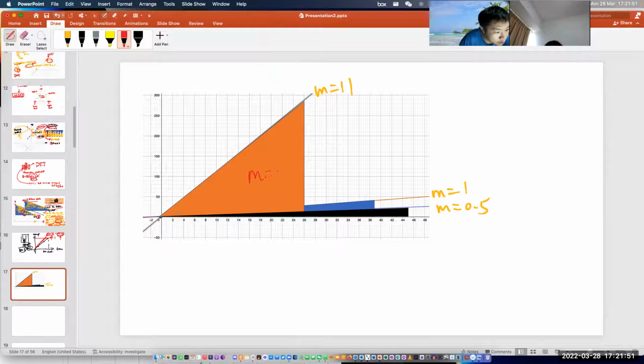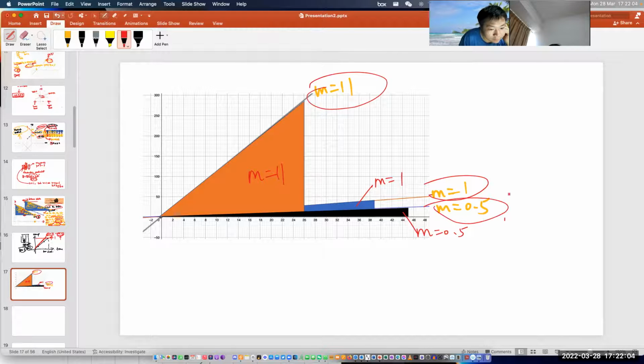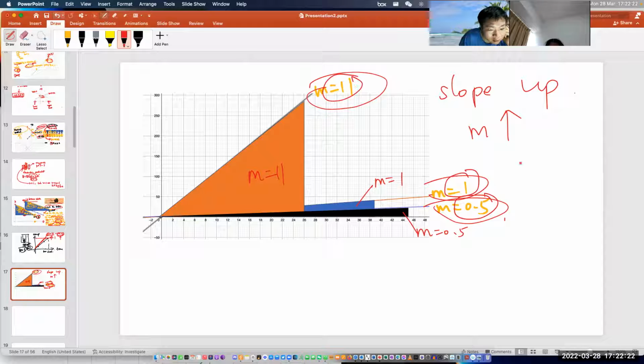So this is your m equals to 11. This is your m equals to 1. This is your m equals to 0.5. So if you look at the slope, we are talking about this is all positive. So for positive, that means slope up. So what is the conclusion here? When your m increases, so from 0.5 to 1 to 11, what's going to happen?